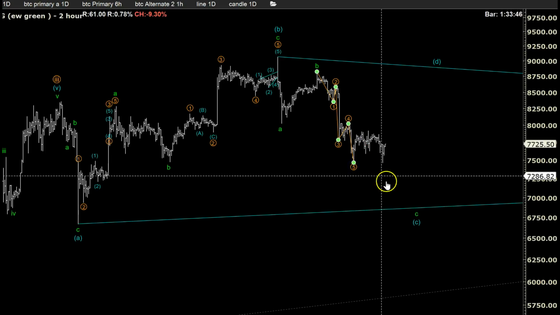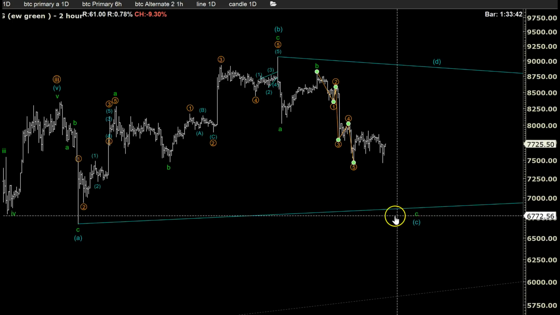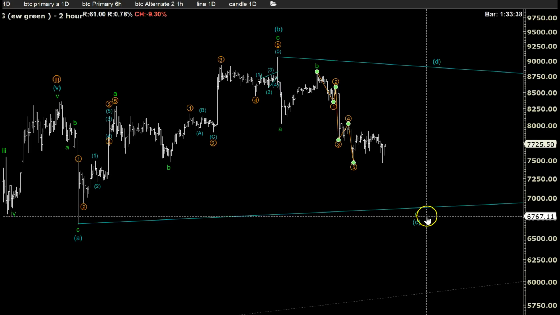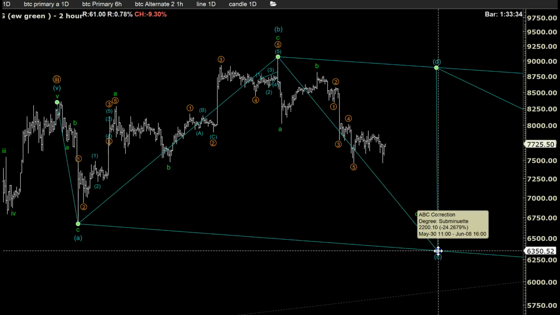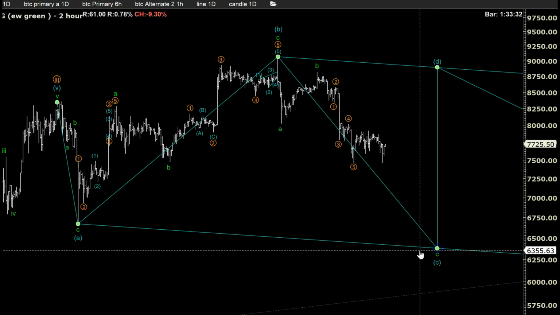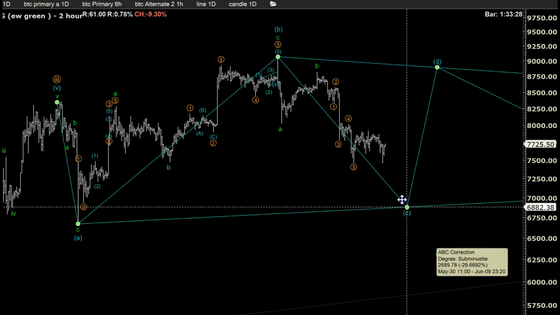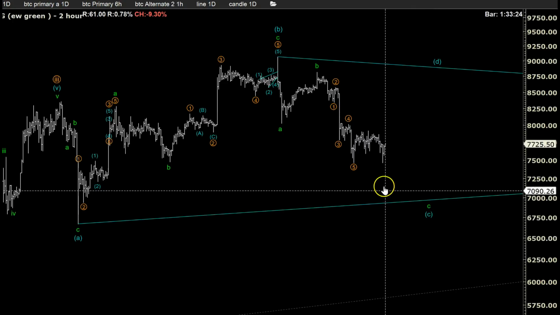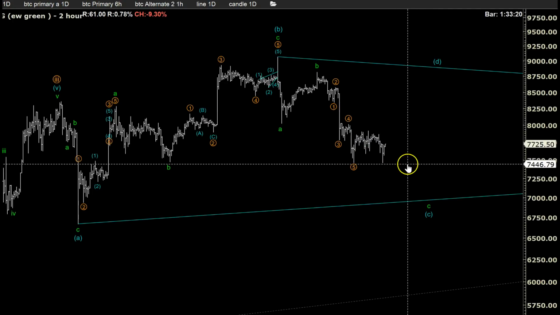And then this wave C is much larger, and like I've said in the other video, becomes a running flat if we're coming close to this wave A, or becomes an expanded flat if we're coming even lower to about 6,500 or 6,400 in this wave. And the way I'm thinking about that it might happen, I'm not saying it is, but if we're making new lows here, then that's the count.